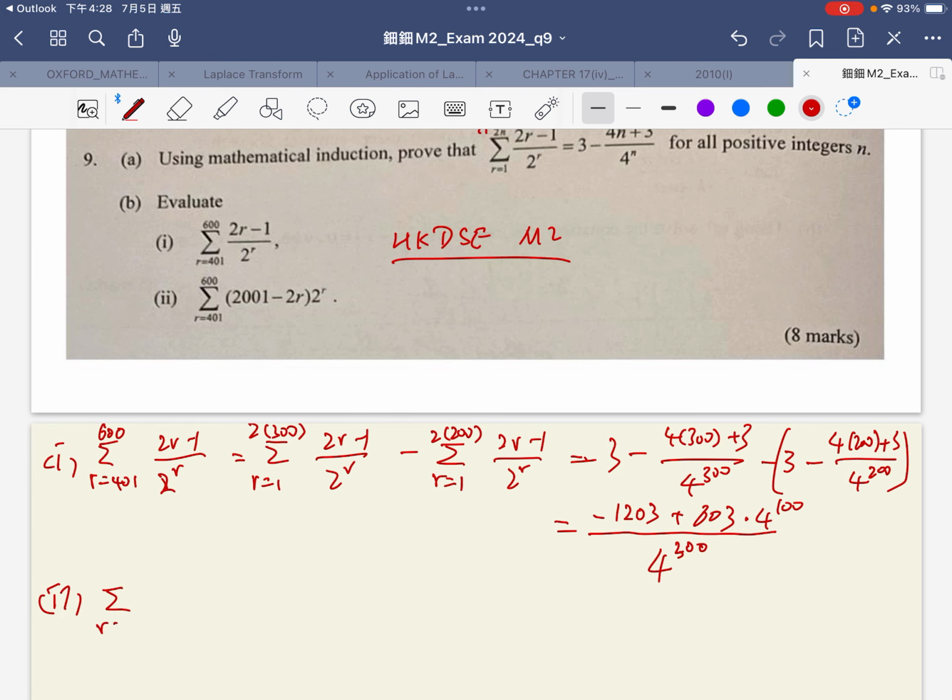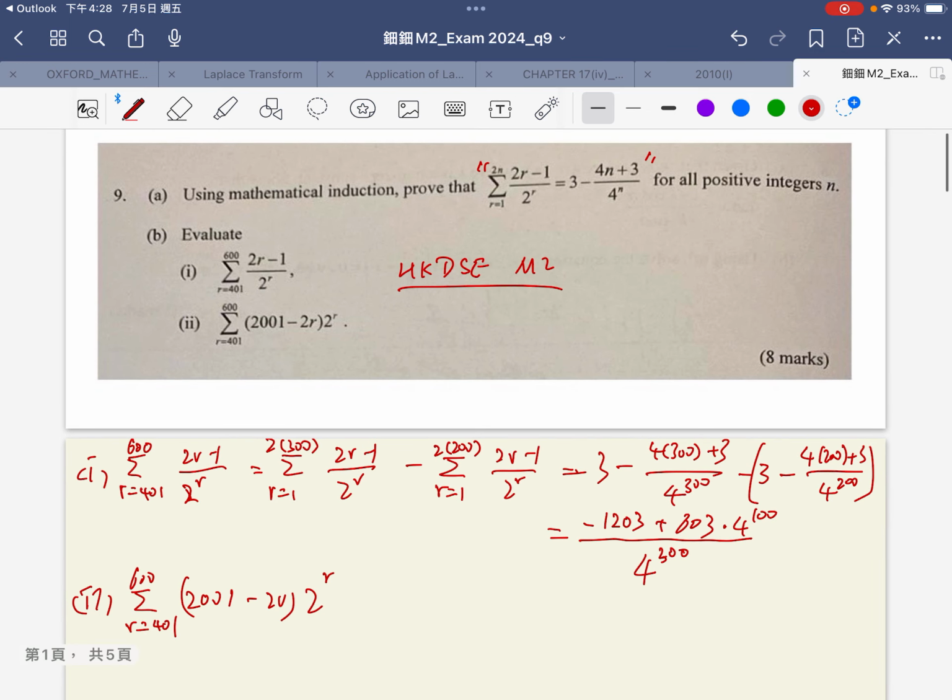For the second part, which is the hardest part of this question, first I observe that the structure of this summation is quite different from this one, because here is the denominator 2 to the power r. It's not easy to do. And for this one, it is 2001 minus 2r, but here it is 2r minus 1.